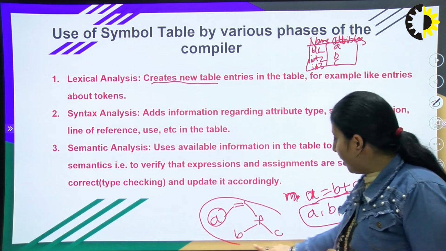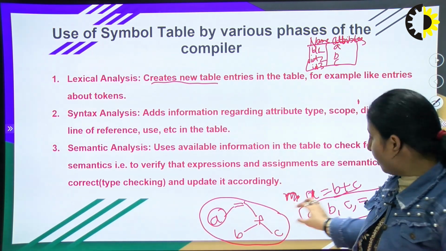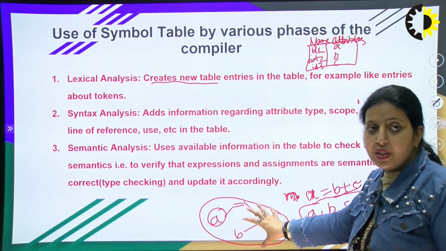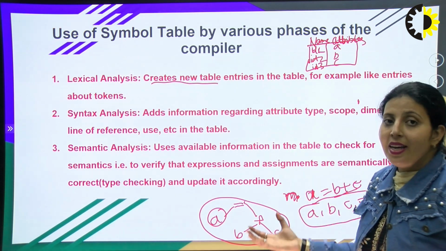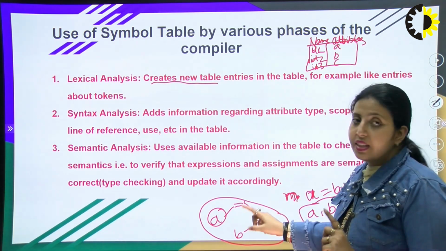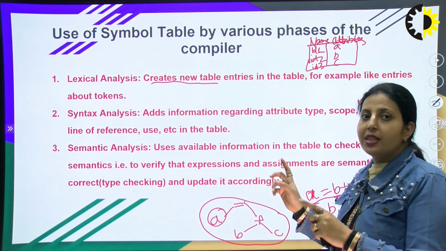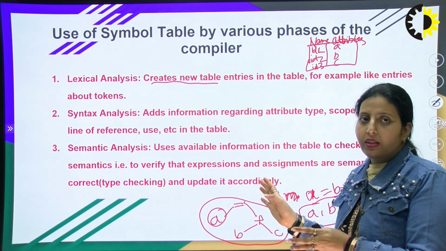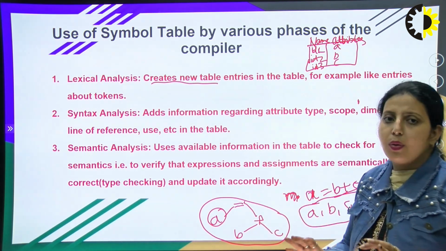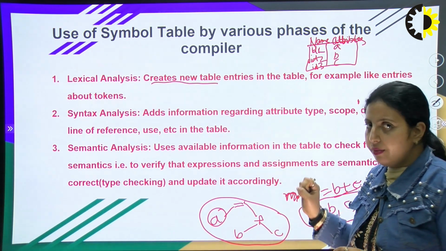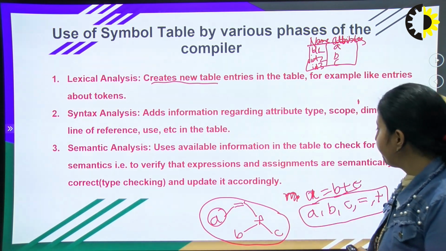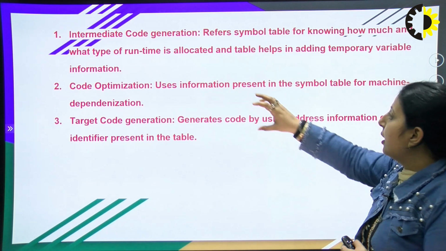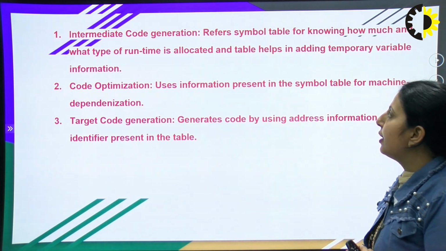This is a parse tree. This is a tree for this particular expression. The semantic analysis phase checks whether this expression is semantically correct or not. If it is not, then it updates it accordingly. If it is not correct, then it makes it correct, or it gives an error. That is the other part that I am not going to touch, which comes under the error handling phase. Right. Now, these are the phases in the analysis part, and another one is the intermediate code generator.